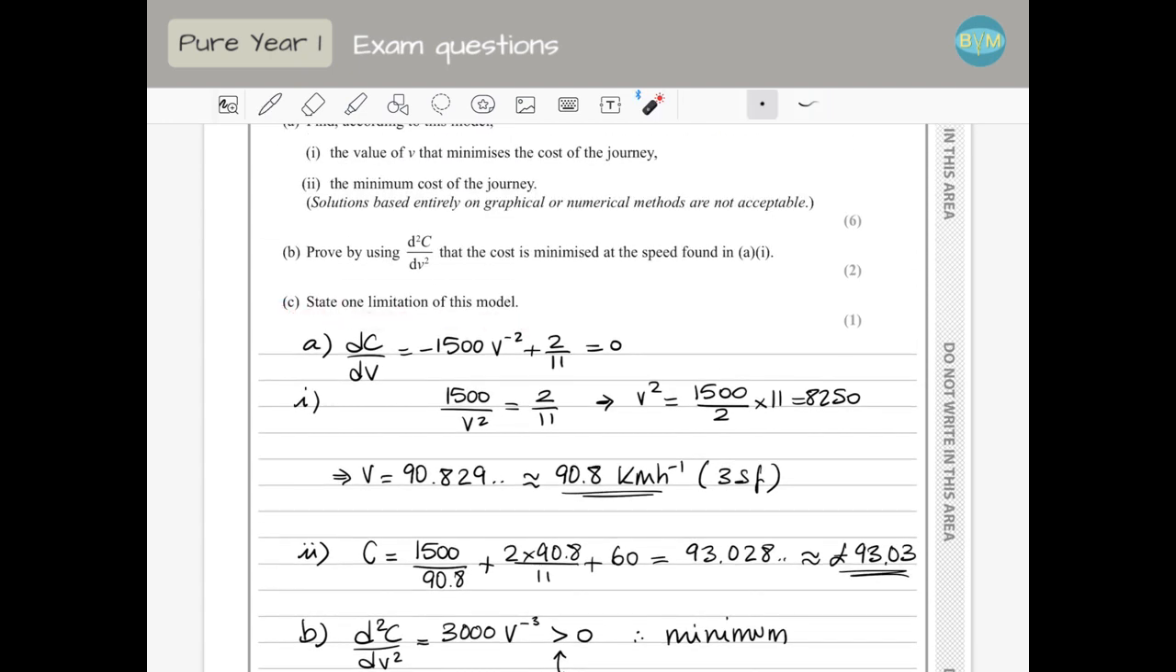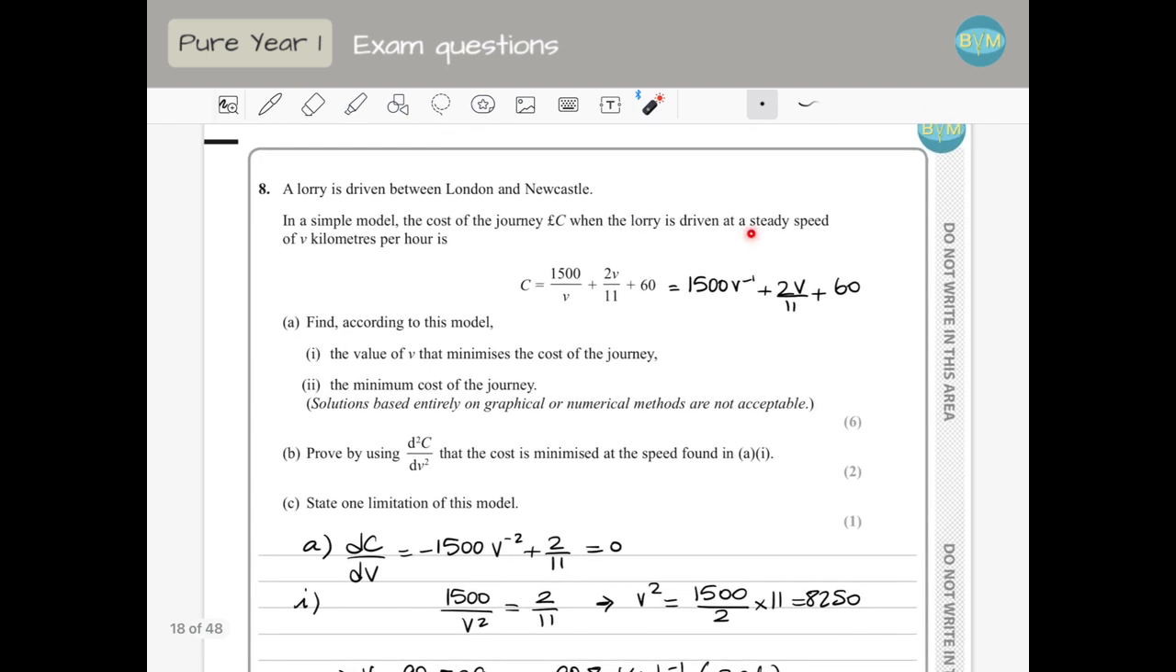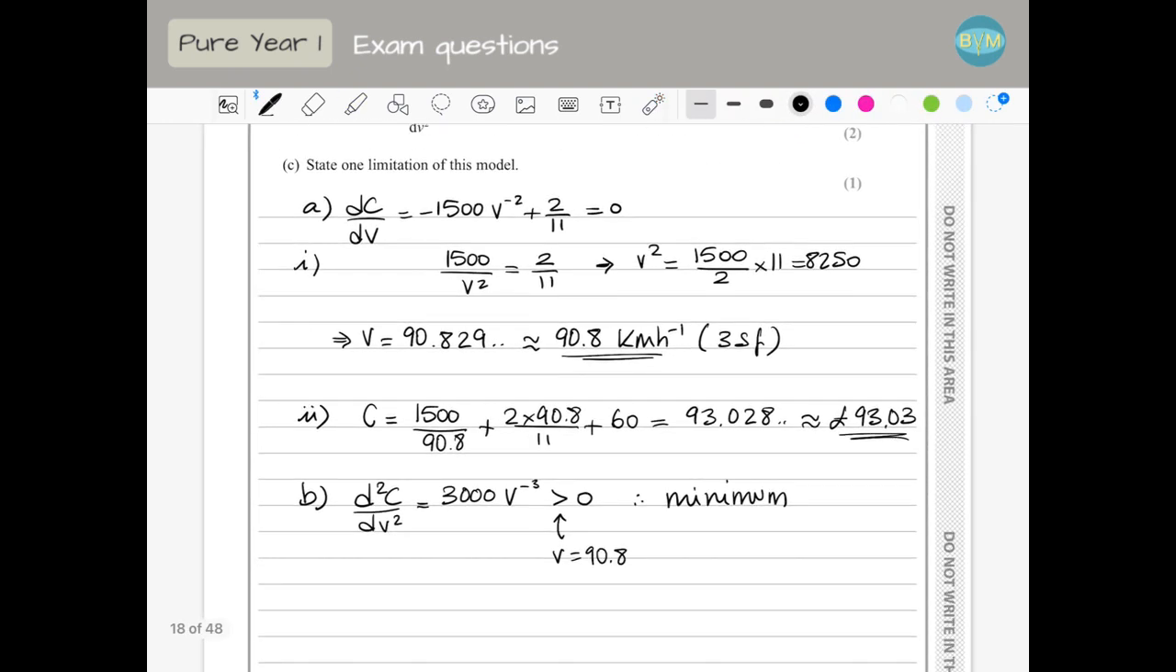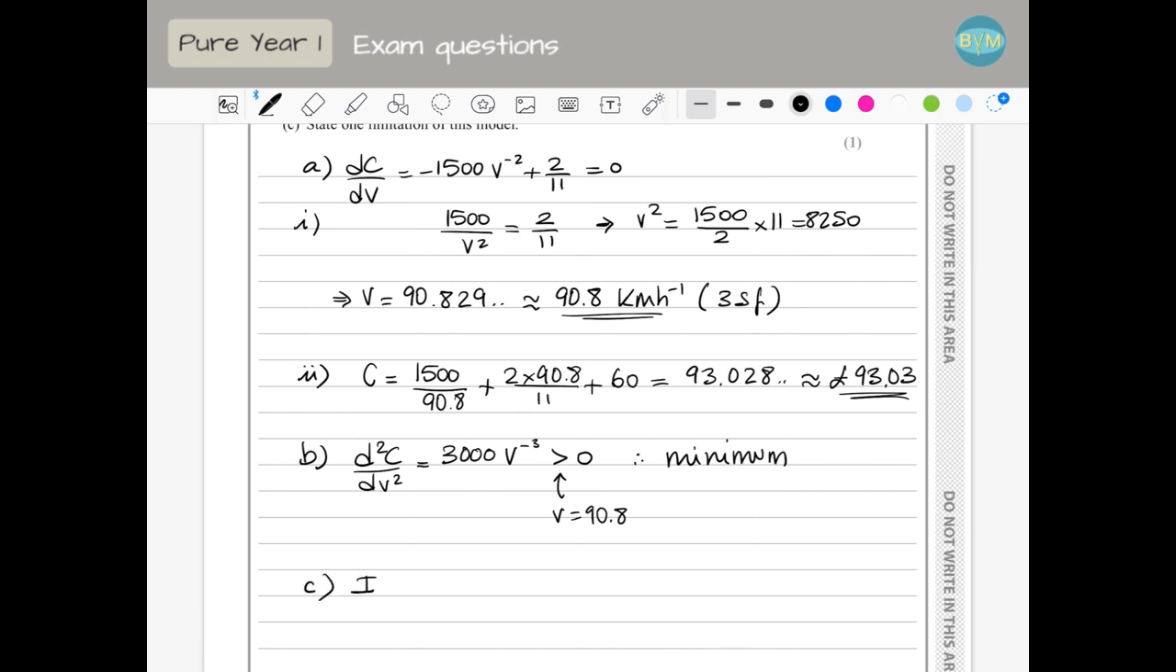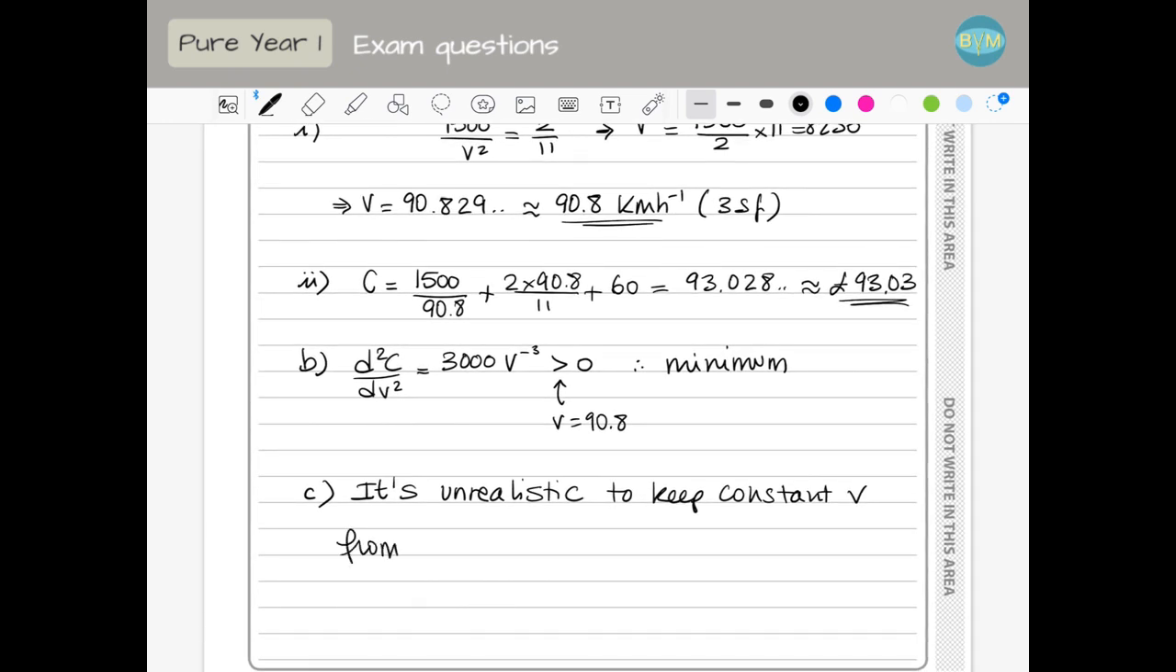Then part C: state one limitation of the model. So this model is assuming that this lorry is traveling from London to Newcastle just keeping the same speed, which is a bit crazy. So it's unrealistic to keep constant velocity all the way, constant v from London to Newcastle. And that's all for this question.